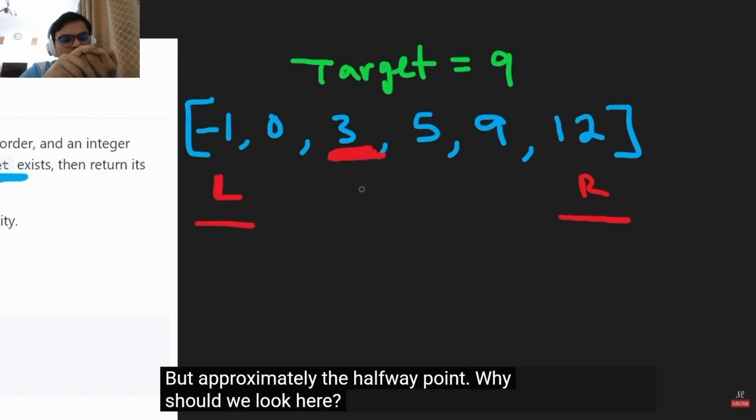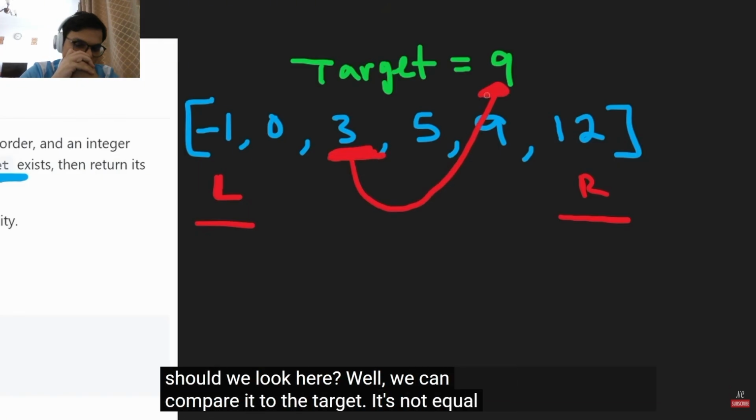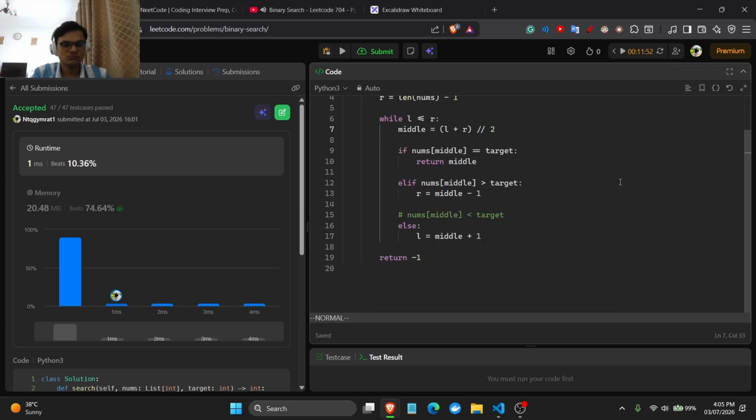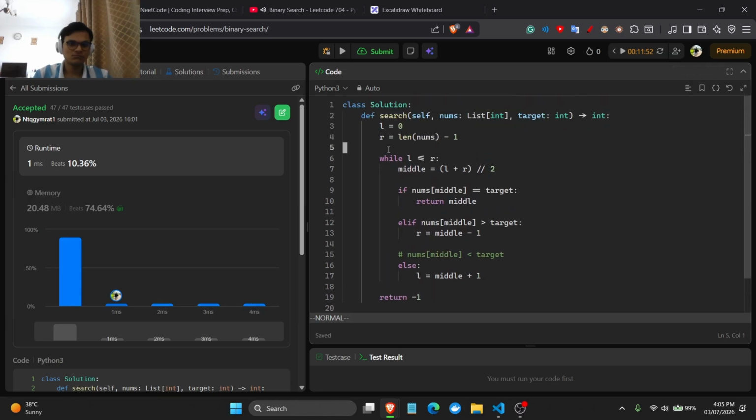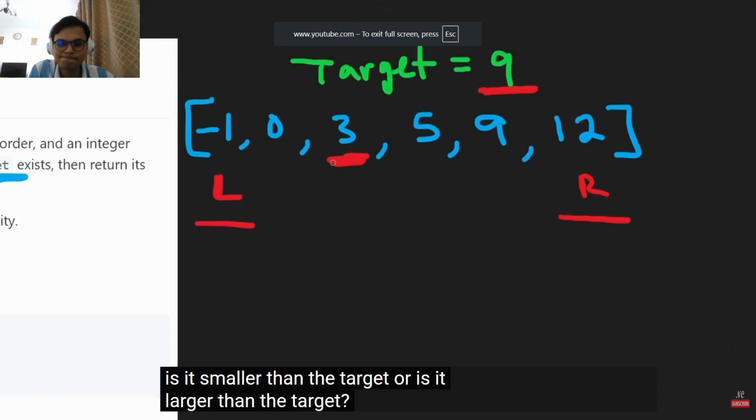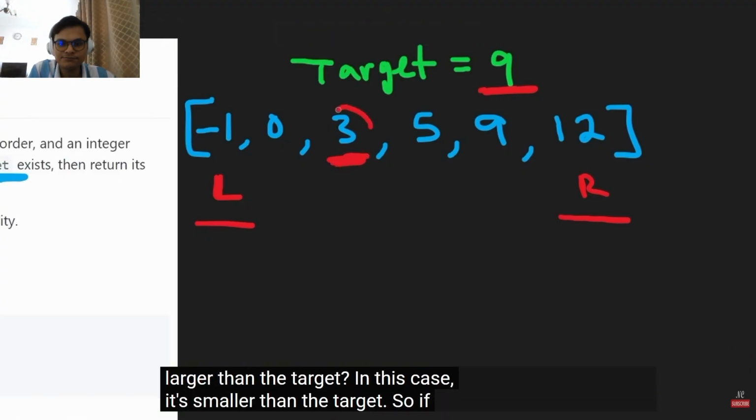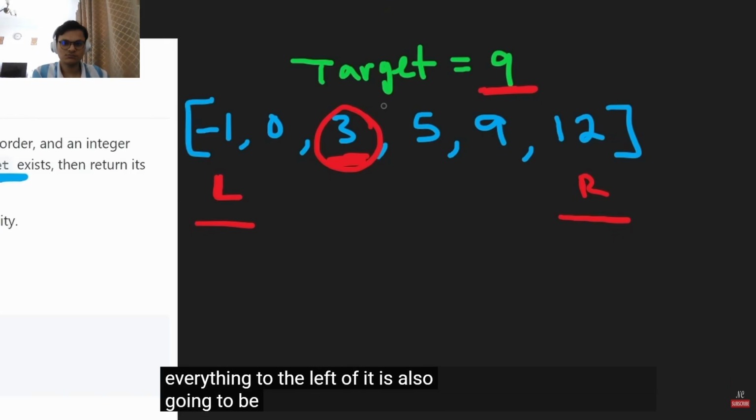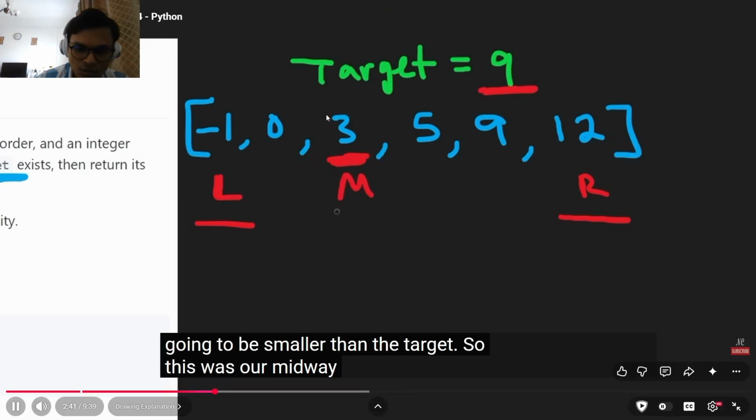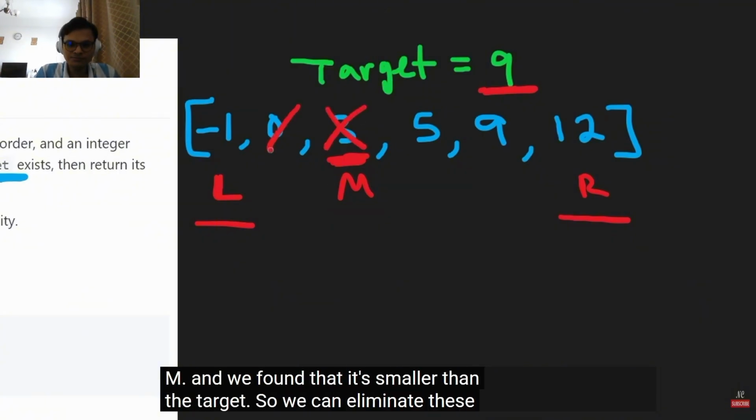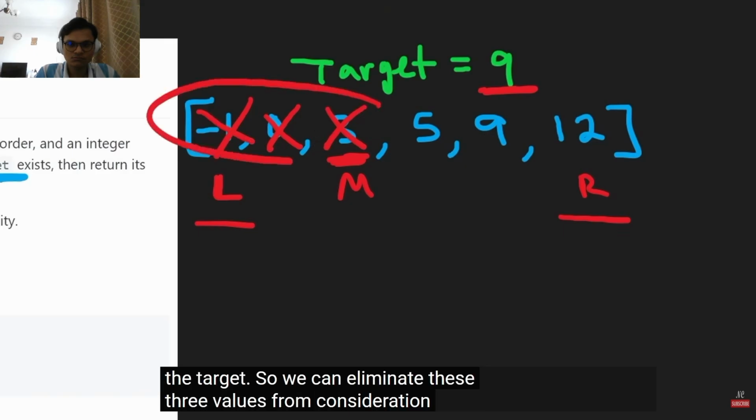Why should we look here? Well, we can compare it to the target. It's not equal to the target. So what does that tell us? Have we only eliminated one possibility? No, because remember, the input array is sorted. So if this is not equal to the target, we should also ask, is it smaller than the target or is it larger than the target? In this case, it's smaller than the target. So if this is smaller than the target, then everything to the left of it is also going to be smaller than the target. So this was our midway point, we'll call it M, and we found that it's smaller than the target, so we can eliminate these 3 values from consideration, everything over here.